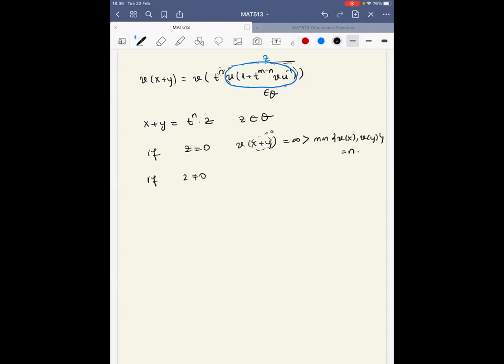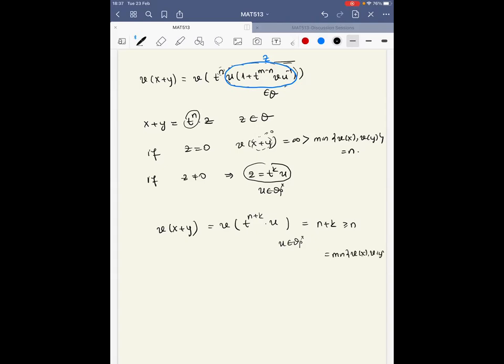If Z is a non-zero function, then we can represent it uniquely as T to the K times U with unit U. And this allows us to write V of X plus Y as V of T to the N times Z, that means T to the K times U, T to the N plus K times U. Since U is a unit, its valuation is 0, and we get the valuation as N plus K. And this is bigger than or equal to N, the minimum of V of X and V of Y.